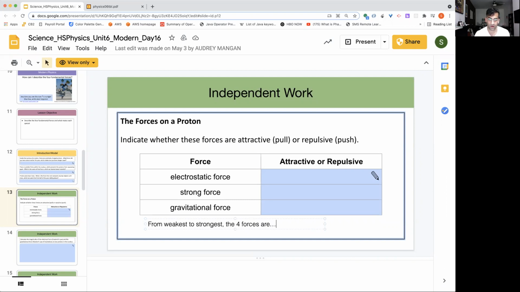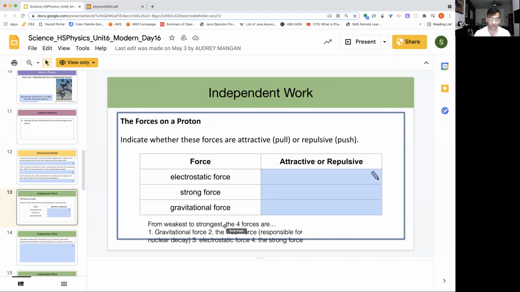the four forces are: one, gravitational force, that's the weakest. Two, the weak force, responsible for nuclear decay. Three, the electrostatic force. And four, the strong force.